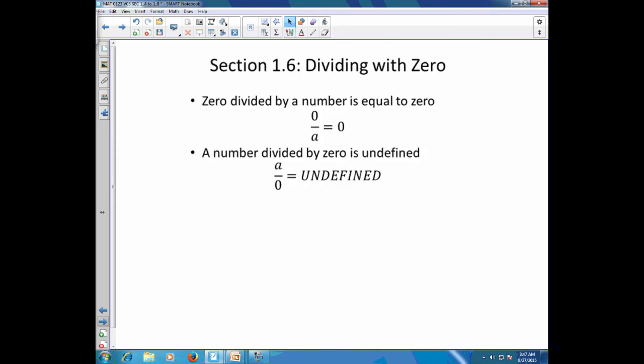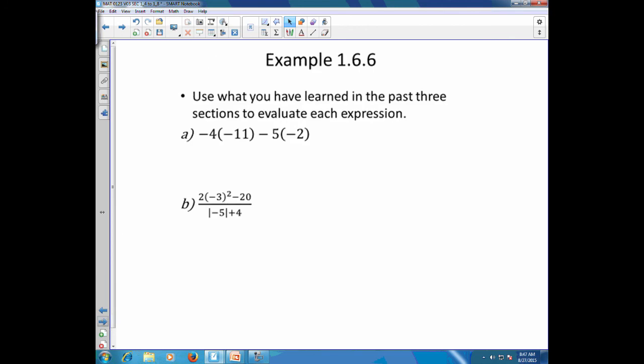So anytime 0 is divided by a number, it's always equal to 0. However, if you divide a number by 0, you get an undefined answer. You can't divide by 0. So just remember that as you work through these problems.